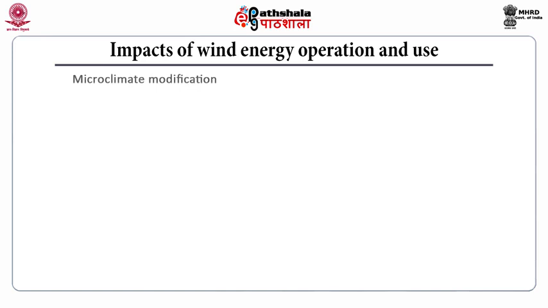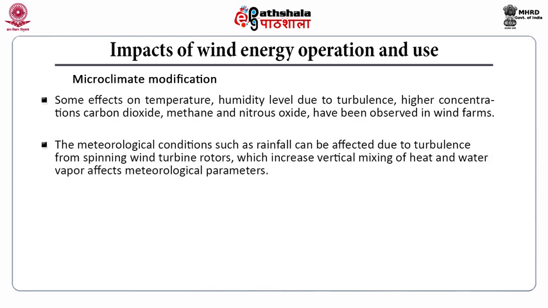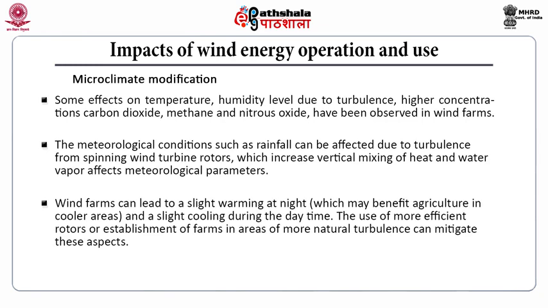So, employing best practices in planning and siting can help minimize potential land use impacts of offshore and land-based wind projects. It also has impact on microclimate modification. Some effects on temperature and humidity level due to turbulence, and higher concentrations of carbon dioxide, methane and nitrous oxide, are observed in wind farms. Meteorological conditions such as rainfall are also affected due to turbulence from spinning wind turbine rotors that increase vertical mixing of heat and water vapor. Wind farms can lead to a slight warming at night and slight cooling during the daytime. The use of the most efficient rotors or establishment of farms in areas of more natural turbulence can mitigate these aspects.